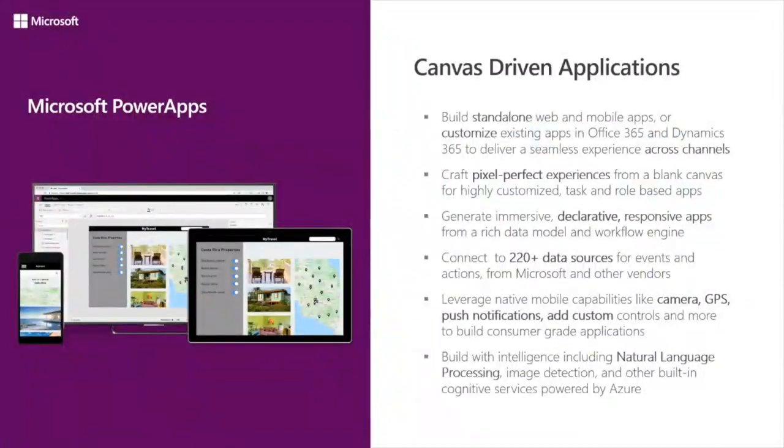So we're talking about canvas-driven apps as probably the alternative to tackle all of these challenges of why not to use model-driven apps, as we were saying in the previous slide. Basically, with canvas-driven apps, you can build these standalone web and mobile applications that can work across all of our cloud services. As we were saying before, you could create an application that is consuming data from your OneDrive, that is then putting data into Dynamics.